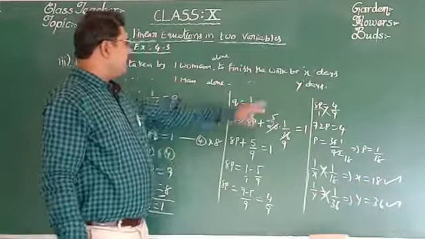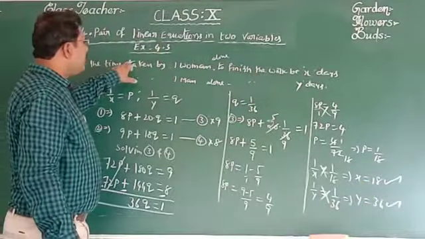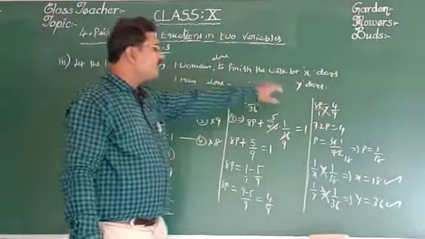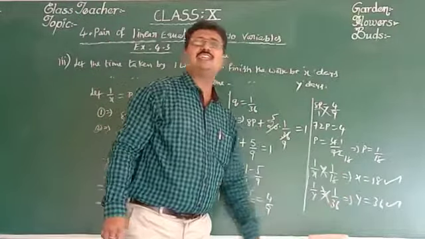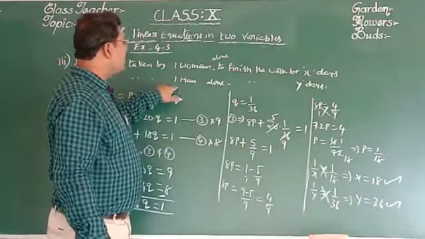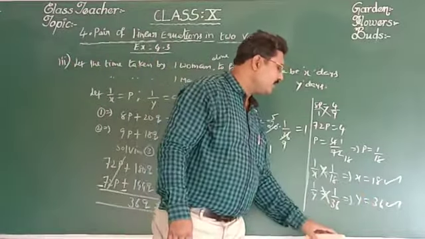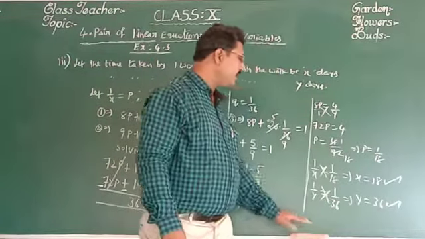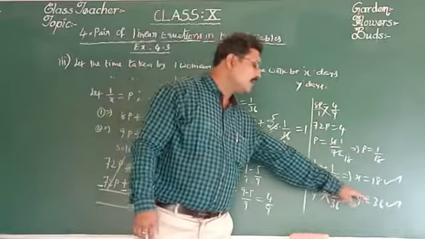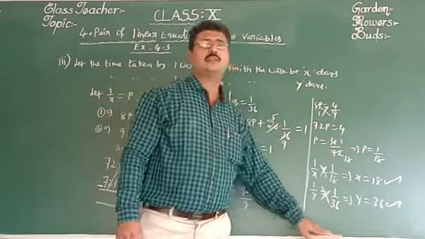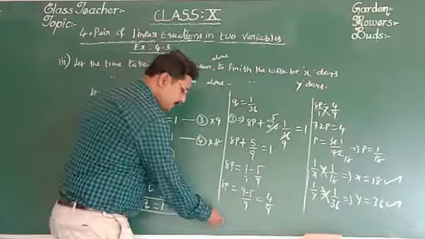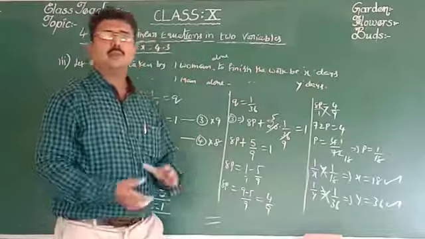So X means the time taken by one woman alone to finish the work, which is 18 days. And the time taken by one man alone to finish the work is 36 days. So one woman can finish the work in 18 days and one man can finish the work in 36 days. So this is the problem, and this is the way to do the problems.